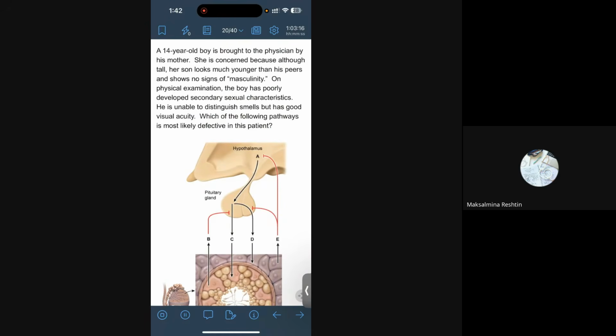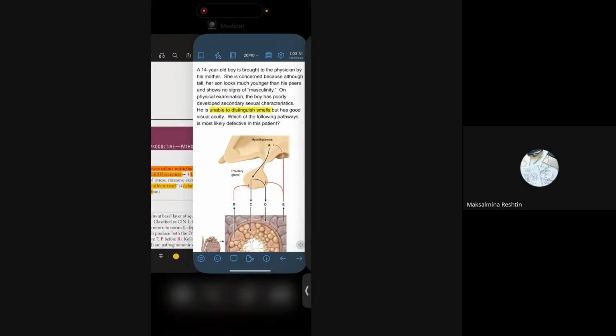Do you know a cause in which you are going to see hypogonadism and decreased ability to distinguish smell? Kallmann syndrome.